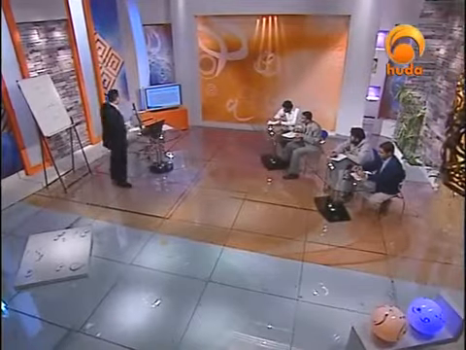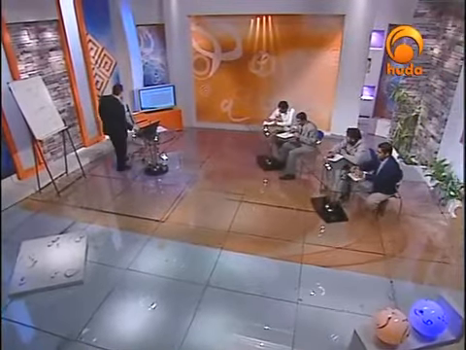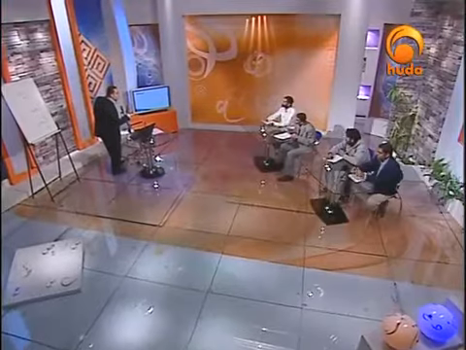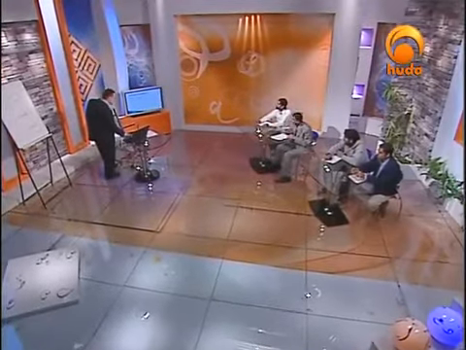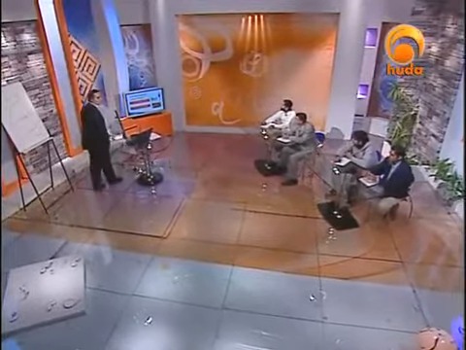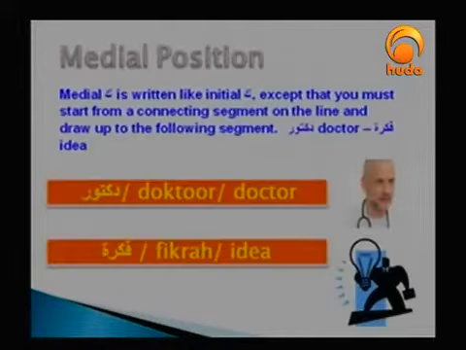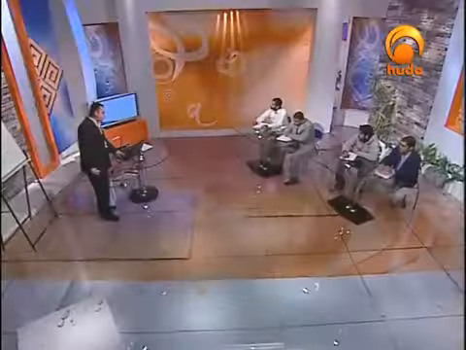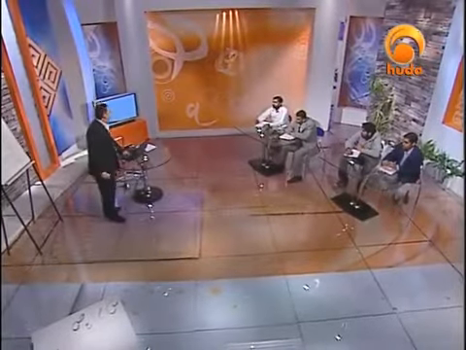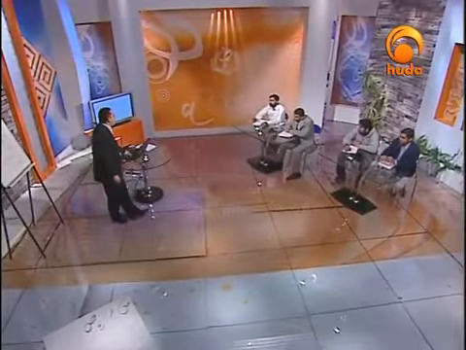So I think that this is when it comes in initial position. We have to remember that Kaf in initial position is always connected. How about when it comes in the middle? Here's another example: Kabir, also we have Kitab. Also, when it comes in middle position, it's still always connected. Give me one example, please, with Ka in Arabic in the middle position.